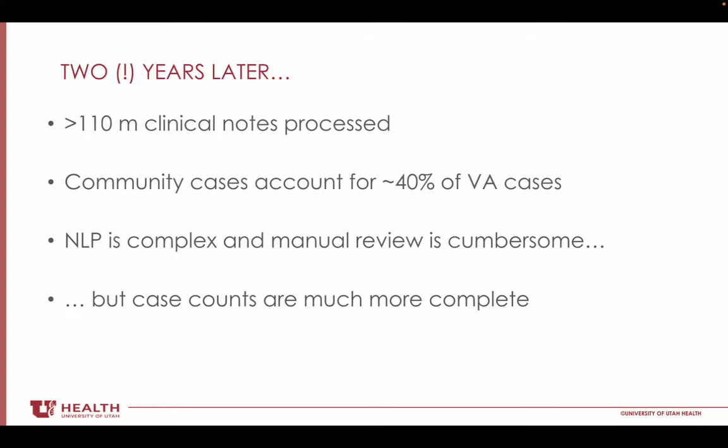And these community cases, so these cases that we needed to look in the text for, account for about 40% of all cases. And so that shows that it's a really big gap if you're not looking in the text, because a lot of information is stored there, and we would have much less complete data and information about COVID-19 in this population if we didn't have the ability to look into those notes. And so although NLP is really complex and doing the manual review has been a lot of work, we get much better data and much more complete data.